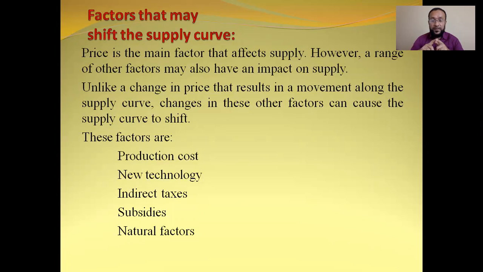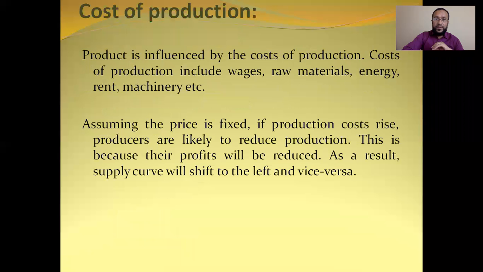It will shift right or left. It depends on the change of these factors. So these factors are production cost, new technology, indirect taxes, subsidies, and natural factors. All right, now let me explain these factors one by one. At first, the cost of production.